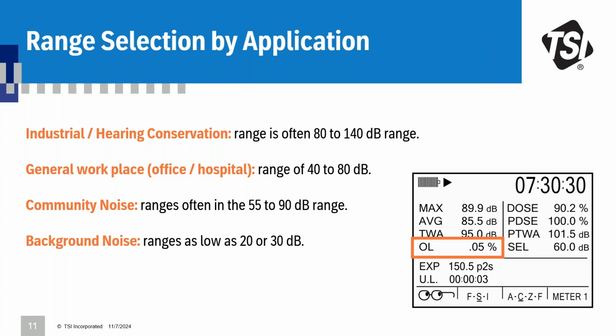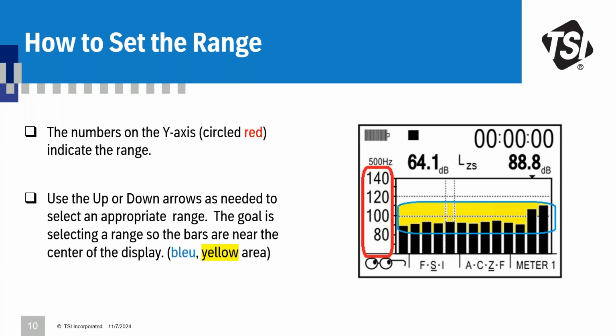For those of you who have the SoundPro, you can go into the Octave Band menu and start playing with the up-down buttons and see how that affects your measurement, your reading. Now, on the screen on the side there, you get to that screen by pressing the center enter button from this screen.